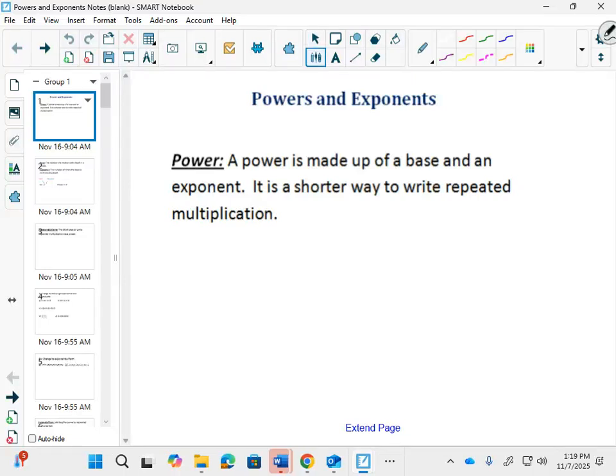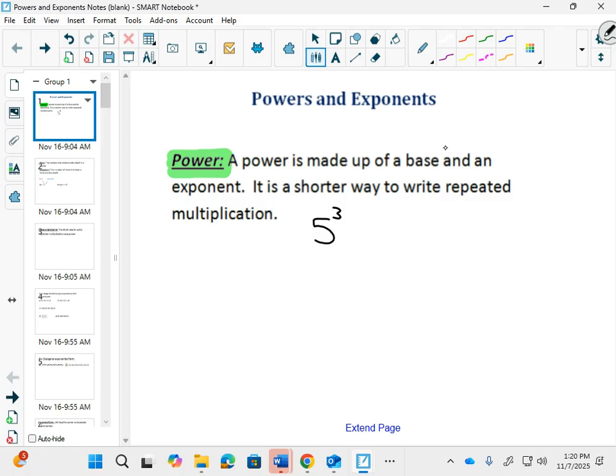Powers and exponents. If you bring things to class like highlighters, I like to take out a highlighter in my notes and highlight definitions. So I would highlight power and ask, what is a power? A power is made up of a base and an exponent, and it's a shorter way to write repeated multiplication. So we're going to learn that this would be a power.